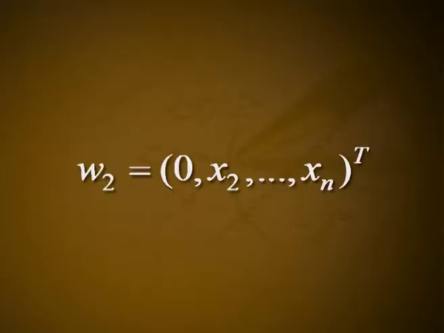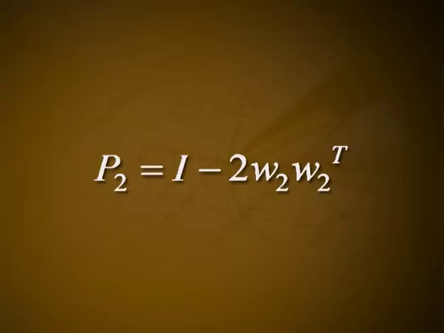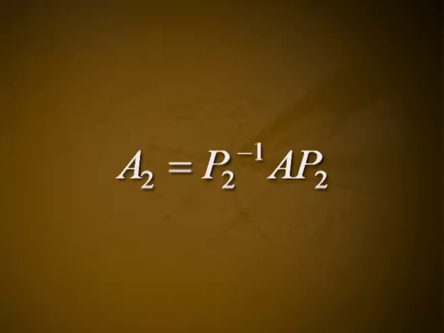In the first transformation, we consider r equal to 2 and consider W2 equal to (0, x2, ..., xn) transpose. Then get P2 equal to I minus 2 W2 W2 transpose. Then find A2 equal to P2 inverse A P2.